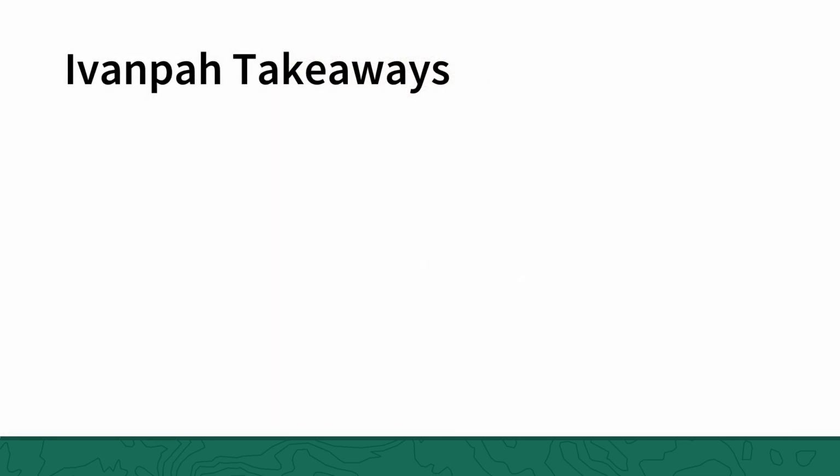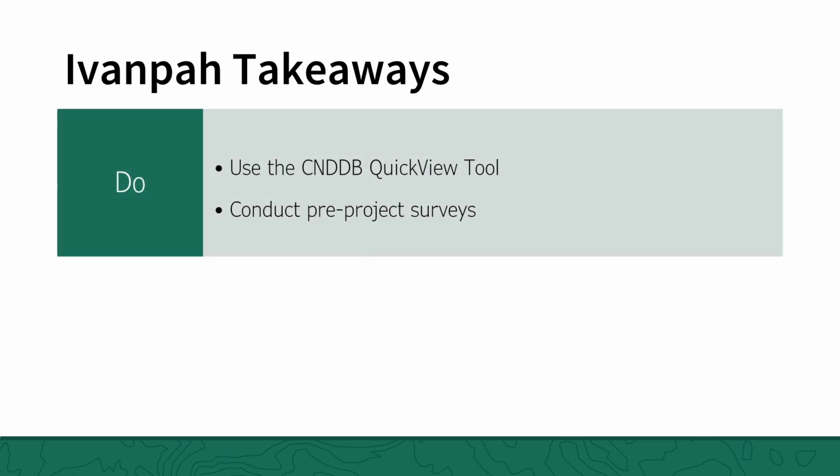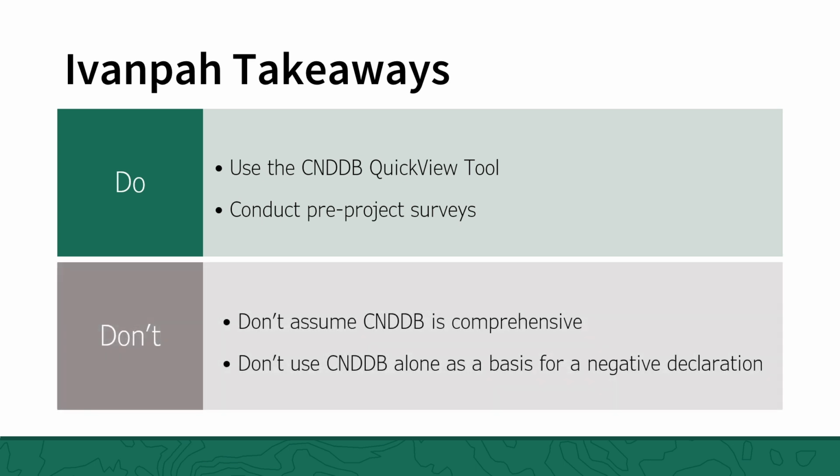Here are some takeaways from the previous example in the Ivanpah Valley. Use a quick view tool to get a list of rare species known to be nearby. Pre-project surveys should be conducted. Don't assume CNDDB is comprehensive. A lack of occurrences may simply reflect a lack of survey effort. If an area has no mapped occurrences in the CNDDB, that fact is not adequate to justify a negative declaration in an environmental document. CNDDB is best viewed as one place to check prior to doing pre-project surveys.